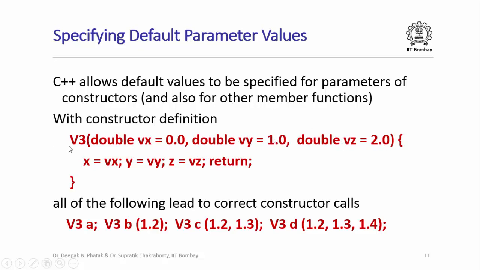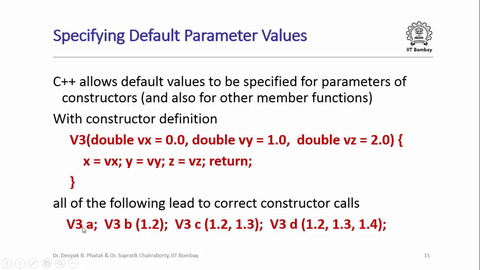So if in a particular invocation of the constructor a particular parameter is not specified, I can use the default value for that parameter. And in the body of the constructor function, I basically assign the values of vx, vy and vz to the data members x, y and z. Now with this constructor definition where default values are specified, all of the following constructor calls are legitimate, are correct.